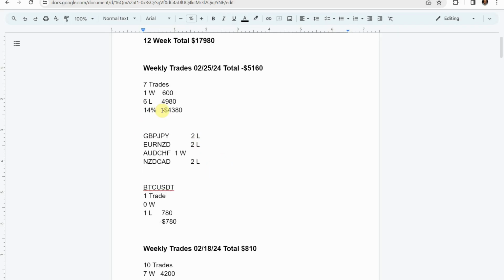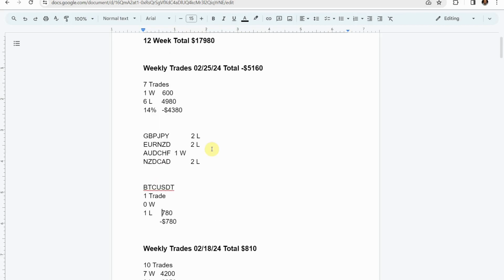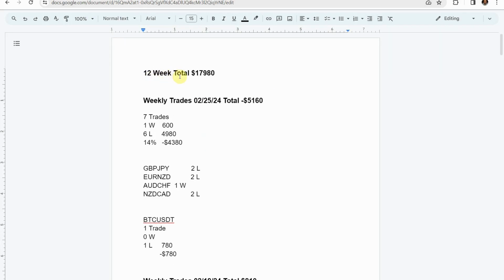Would have been a drawdown of 4,380. On the crypto coin, we had 1 trade, 1 losing trade. That would have been a drawdown of 780. And so for the week, we would have been down $5,160. But for the 12-week total, we are still up $17,980. So still at a decent profit.